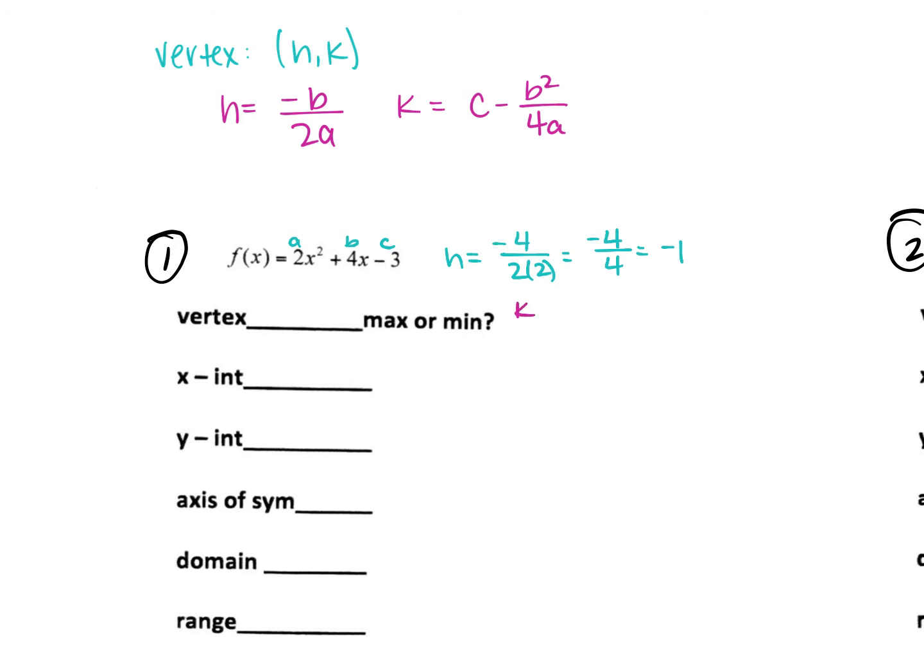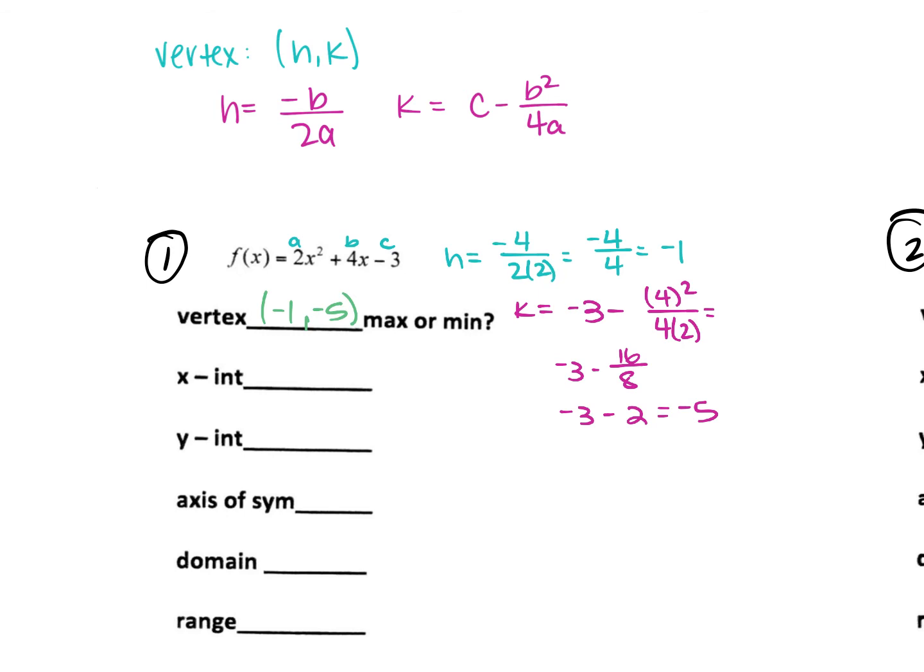Your k is going to be c, which is negative 3, minus b squared, so 4 squared, over 4 times a, which is 2. The negative 3 stays negative 3 minus the 4 squared is 16 over 4 times 2 is 8. 16 over 8 gives us 2. So negative 3 minus 2 is negative 5. So your vertex is the ordered pair negative 1, negative 5.